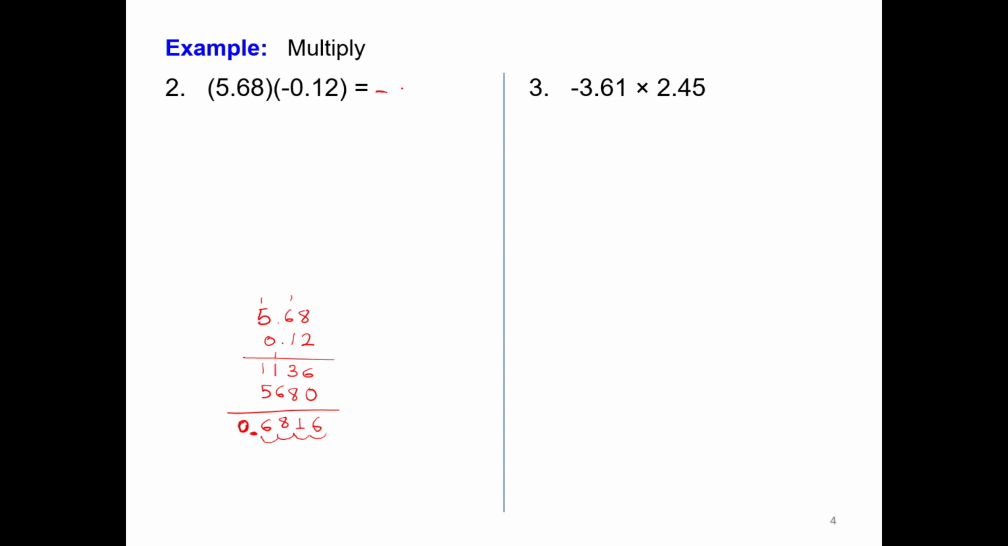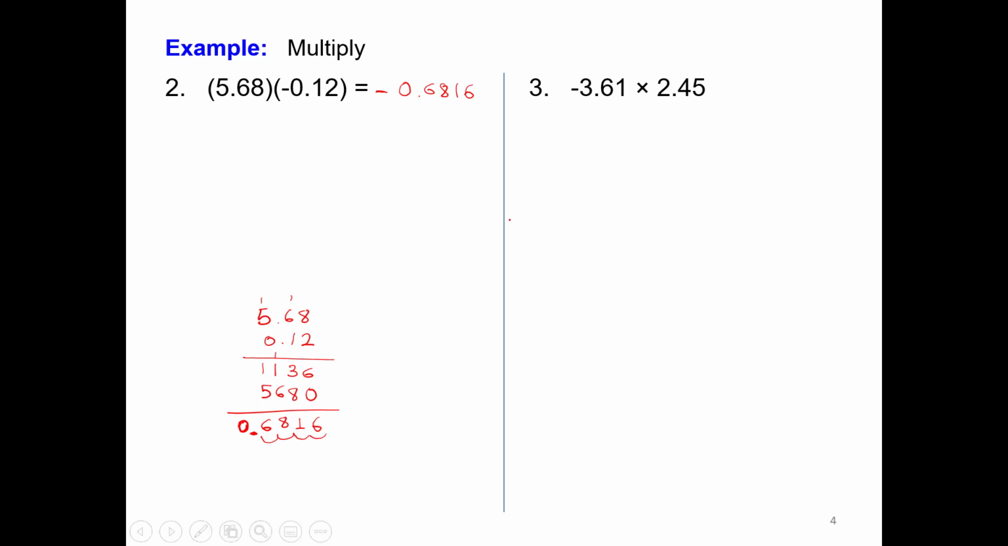Now I can write negative 0.6816. Then let's try the next problem. We want to multiply negative 3.61 times 2.45.